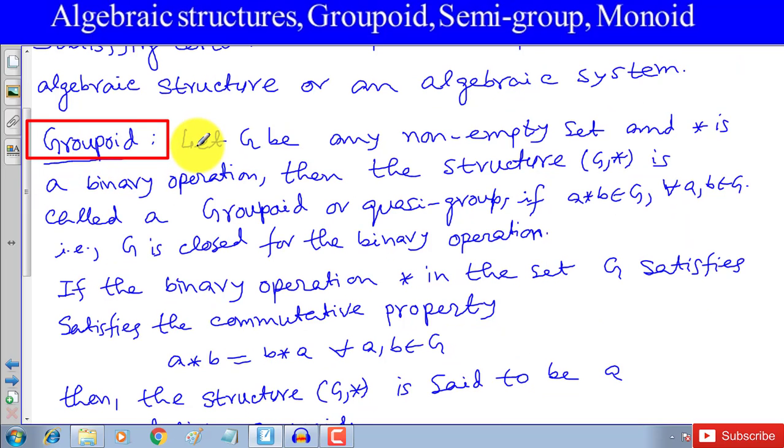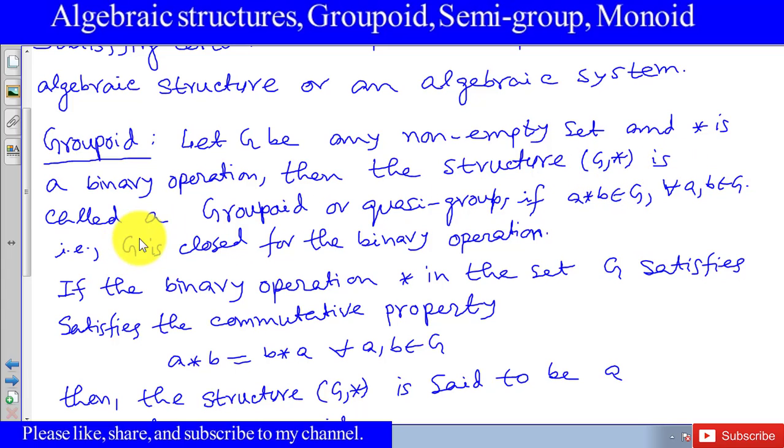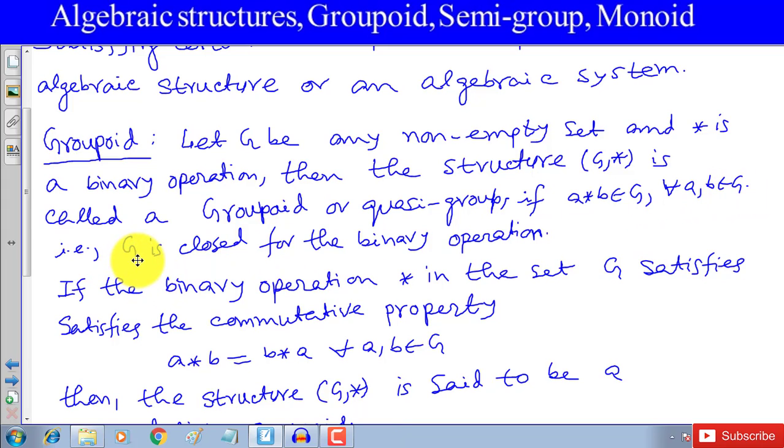Groupoid. Let G be any non-empty set and star is a binary operation. Then the structure G together with star is called a groupoid or quasi-group if A star B belongs to G for all A, B belongs to G. That is, (G, star) is called a quasi-group if G is closed for the binary operation star.